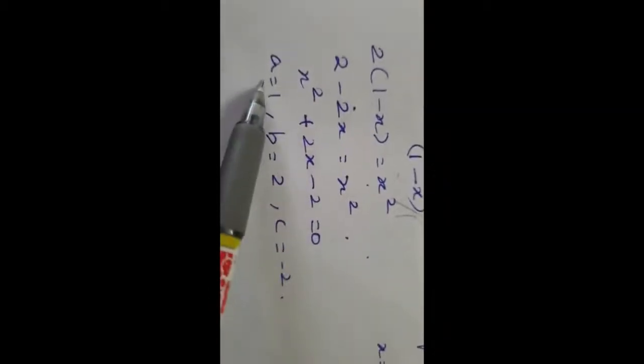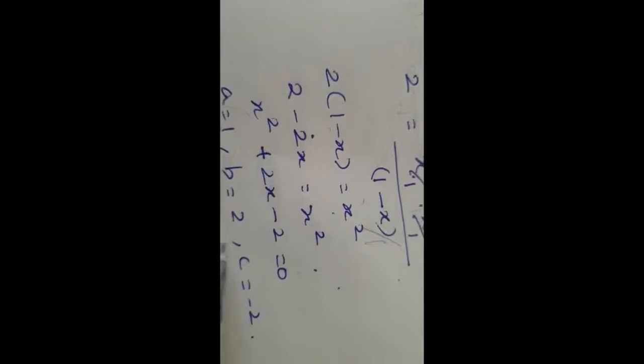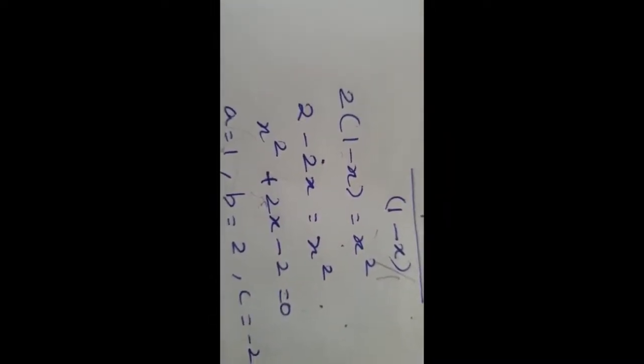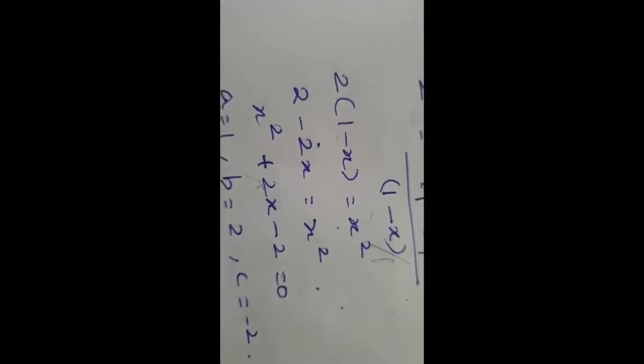X is equal to minus B plus or minus root of B square minus 4AC, divided by 2A. Then here you take A is equal to 1, right? A is equal to 1. Then what is the B value? B is equal to 2. Then for C, minus 2. Then substitute the values in the quadratic equation.